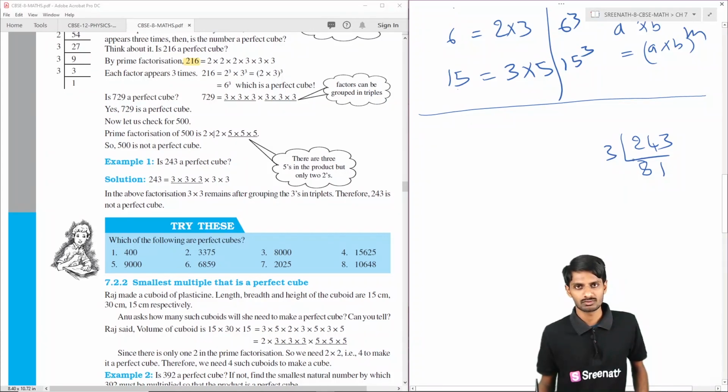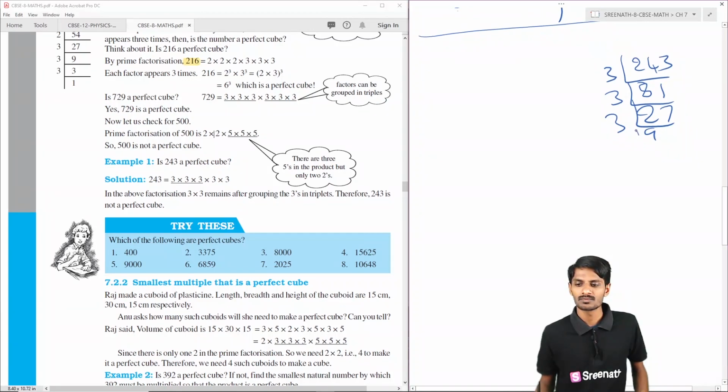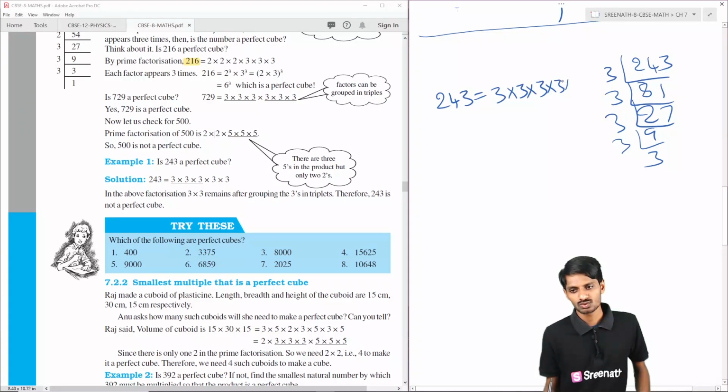8 3's are 24. Yes. Next, again the 3 table. How many times? 27 is 9 3's. Again the 3 table, 3 times. So now if you write it, 243 is equal to 3 into 3 into 3 into 3 into 3. 5 3's are there.